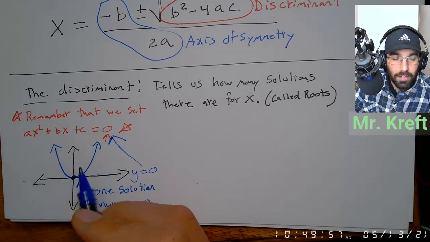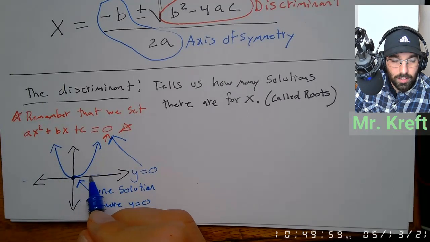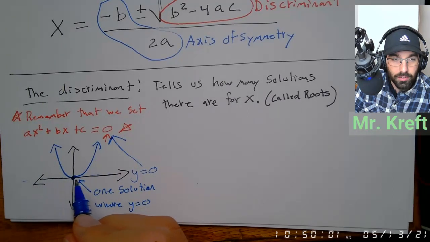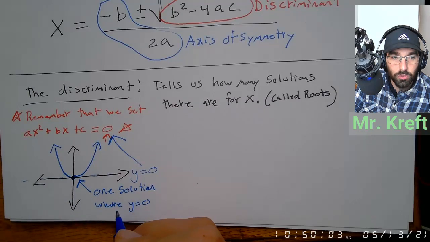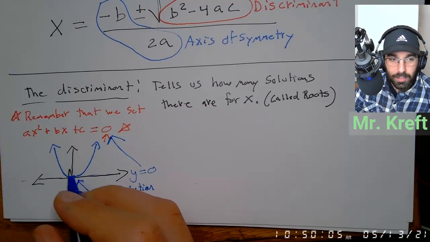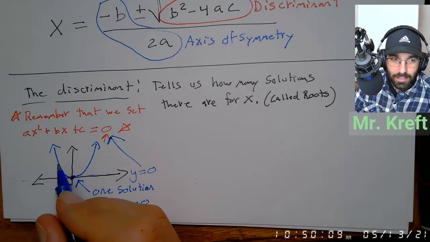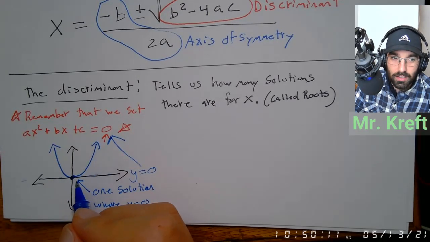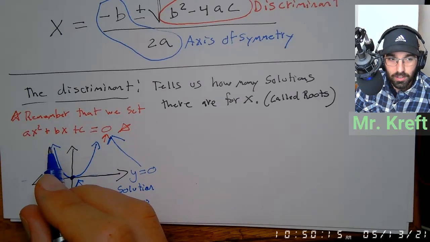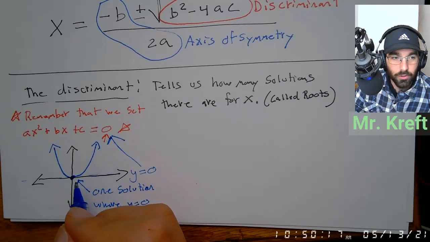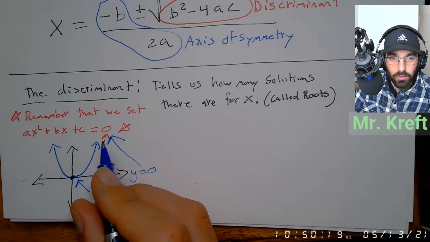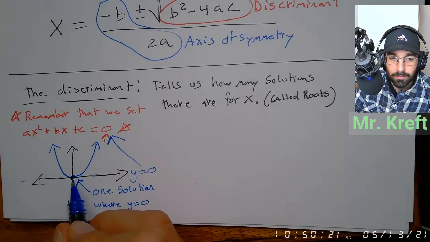Okay, so we have the U. And notice how this U only touches the x-axis once, right? So that means there's one solution where y equals 0. There's one place on this graph where this output equals 0. Okay, that's what this is saying. So the blue is the output, and there's only one place where that equals 0, and that's right here.